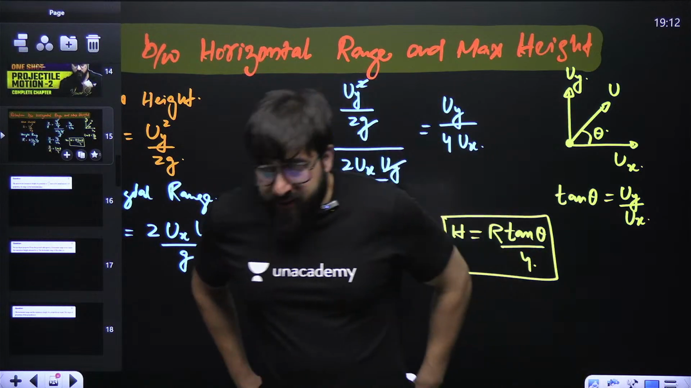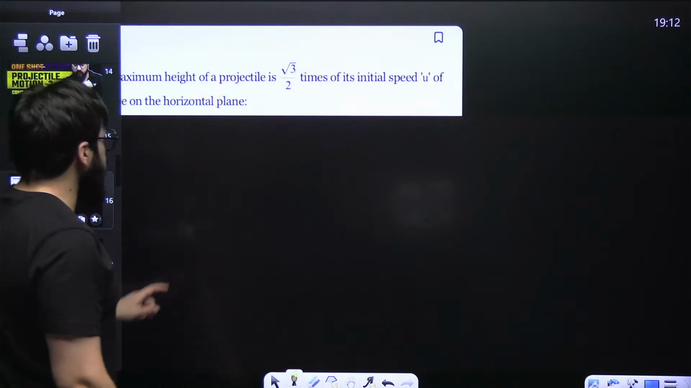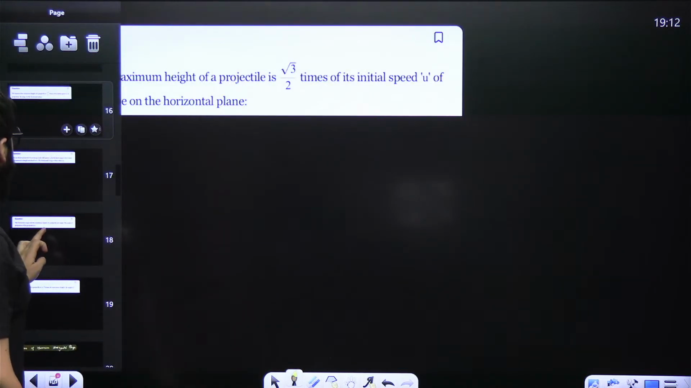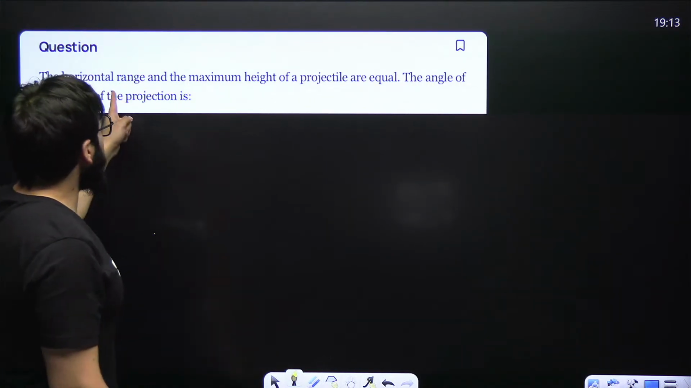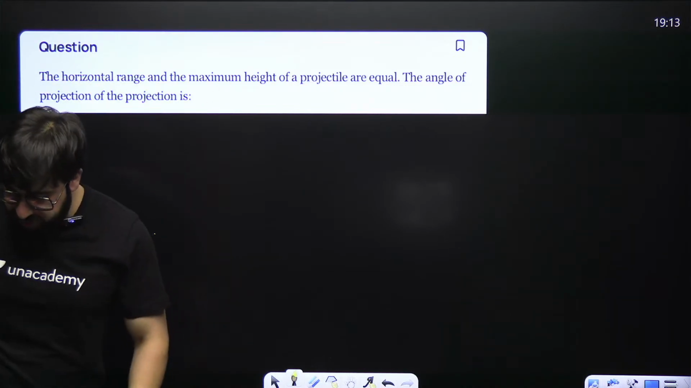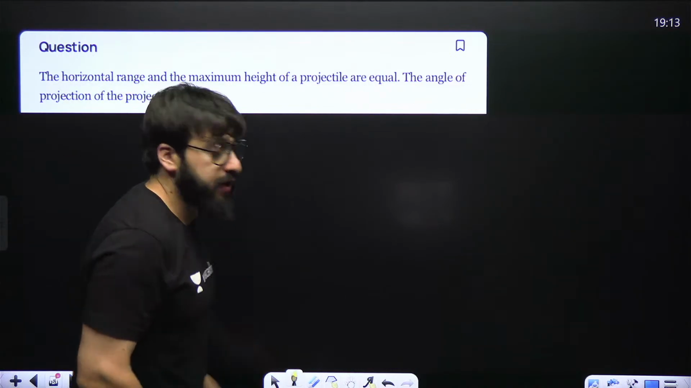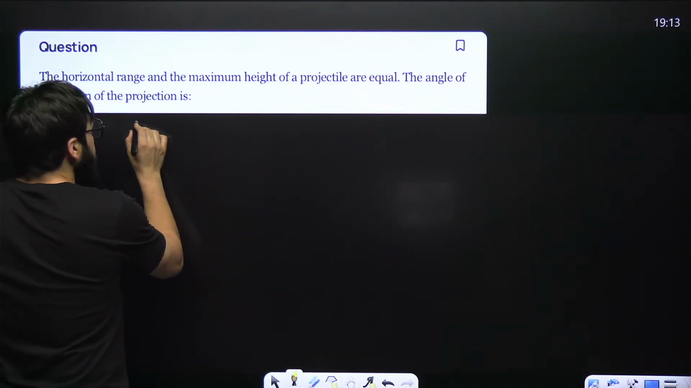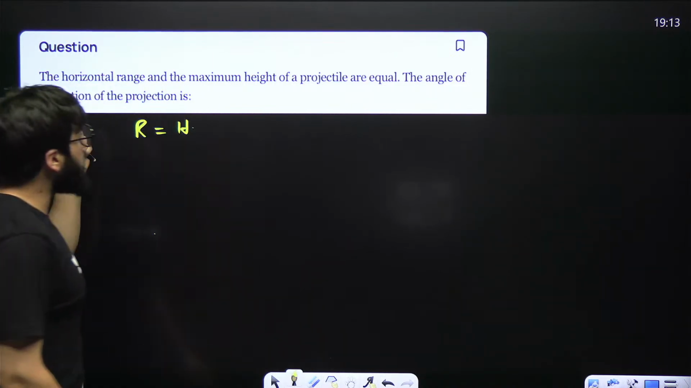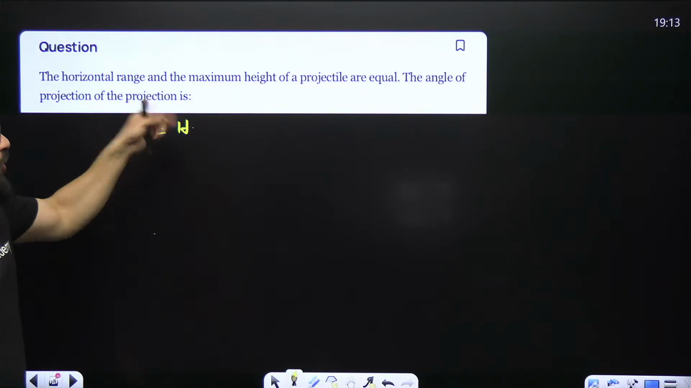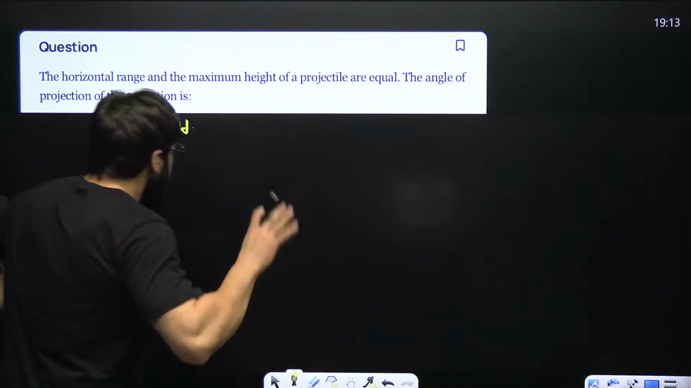Great. Now guys, listen to me very carefully. Let's basically take a look at this particular question over here. Let's solve this question first. The horizontal range and a maximum height of a projectile are equal. In this particular question, range is given as equal to maximum height. The angle of projection of the projectile is what we are supposed to find, the value of theta.